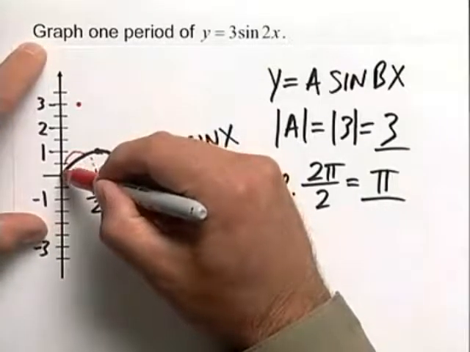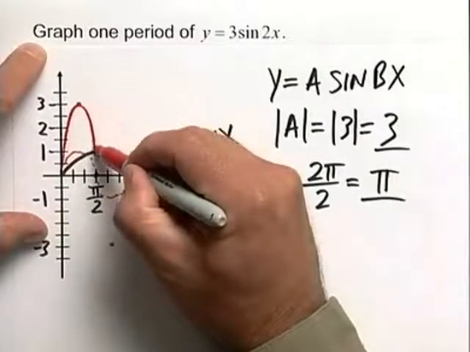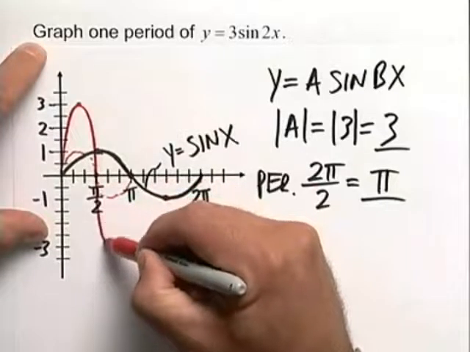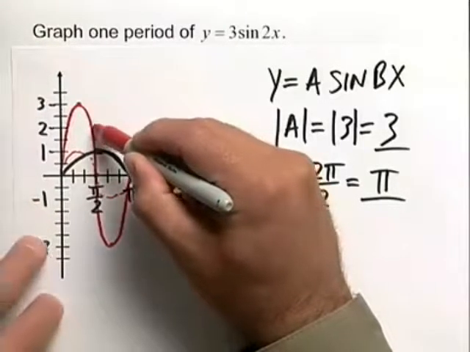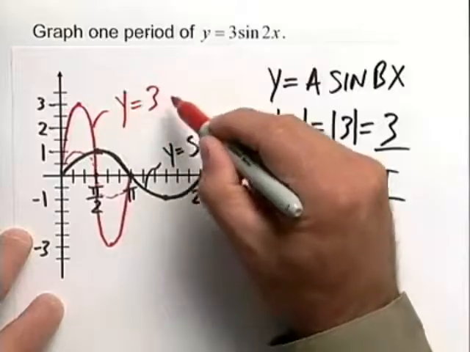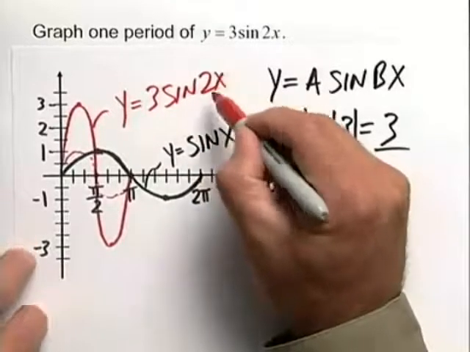So here's our final graph. You can see that that amplitude is 3 and that it has a period of pi radians. So our red graph here is y equals 3 times the sine of 2x.